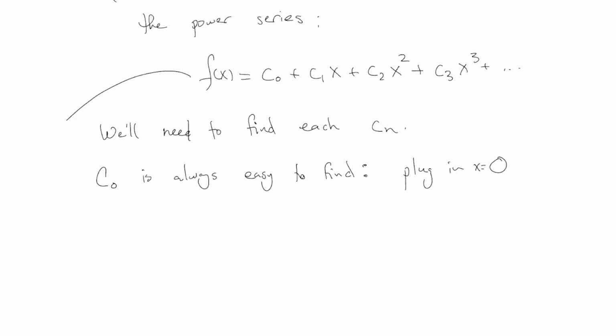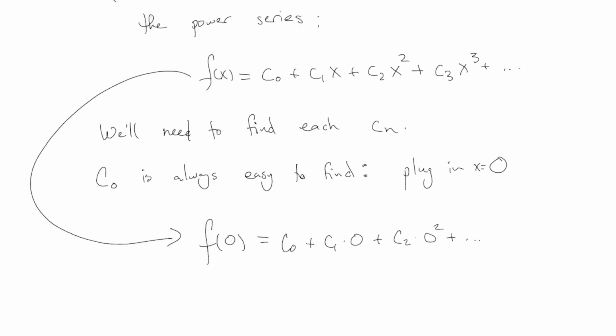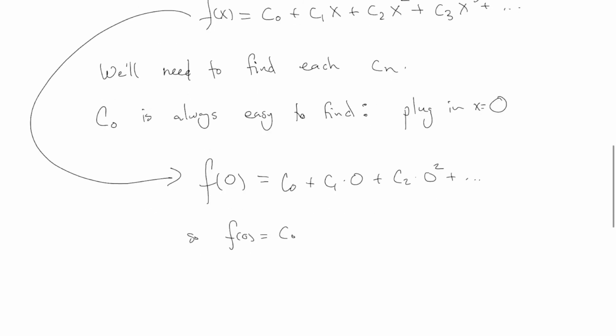So if you plug in x equals 0, on the left side I get f of 0. That's because I plugged in x equals 0. So everywhere up there, I'm just going to replace x by 0 wherever I see it on both sides. On the left, it'll say f of 0. On the right, it'll say C0 plus C1 times 0 plus C2 times 0 squared, etc. All of those things, everything in that dot, dot, dot is all 0. And so this just says f of 0 equals C0.